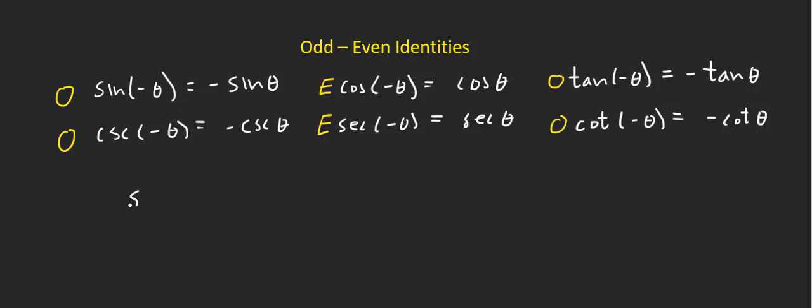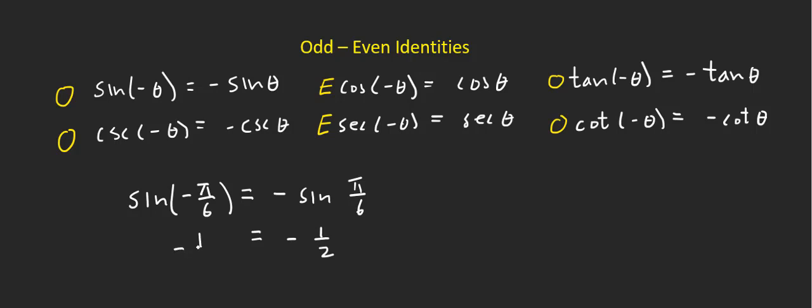So for example, when you have sine of negative pi over 6, according to the identity, it's going to be negative. What is theta here? Theta is pi over 6. So it's going to be negative sine of pi over 6. Is it? What's sine of pi over 6? Well, that's 1/2, so you have negative 1 over 2. What is sine of negative pi over 6? That's going to be negative 1 over 2 using the triangle and reference angle. So these are odd and even identities.